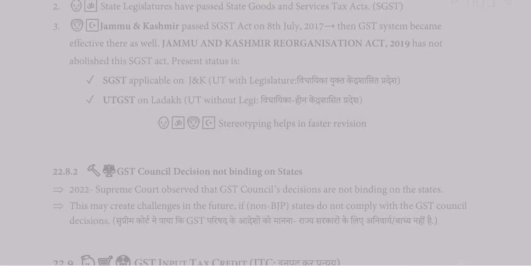2. State legislatures have passed State Goods and Services Tax Acts, SGST. 3. Star and Crescent: Jammu and Kashmir passed the SGST Act on the 8th of July, 2017, then the GST system became effective there as well. The Jammu and Kashmir Reorganisation Act, 2019, has not abolished this SGST Act. Present status is: SGST applicable on J&K, UT with legislature, UTGST on Ladakh, UT without legislature. Star and Crescent stereotyping helps in faster revision.